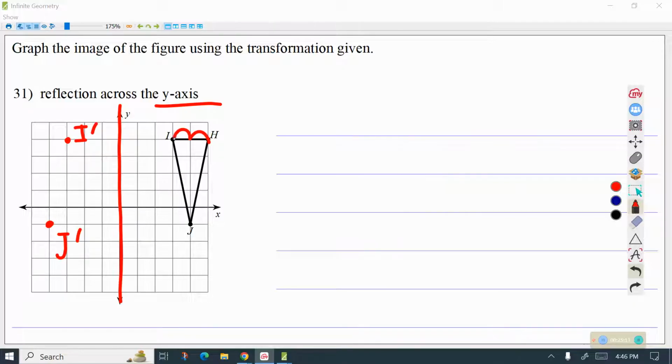H is 5 steps away, right? 1, 2, 3, 4, 5. So I have to count another 5 steps, and that's where H prime goes. And there we have it. Our triangle has been reflected across the y-axis. Notice, when you reflect across the y-axis, our shape ends up moving from left to right.